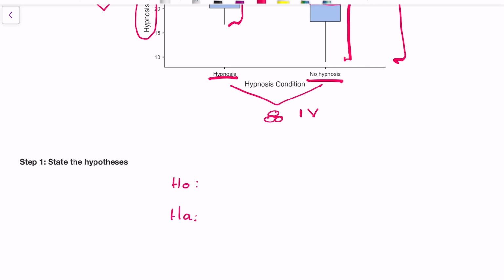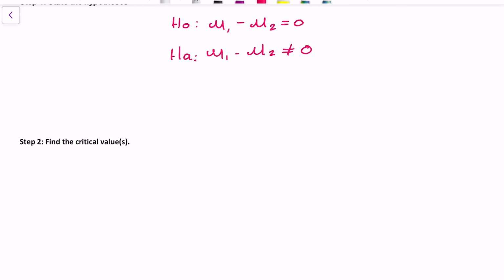Because we have two samples, it's going to be mu1 minus mu2 equals 0. And mu1 minus mu2 not equal to 0. Here they didn't really give us a direction, so we're going to go with two tails, so different. We want to see if there's a difference between hypnosis and not hypnosis. But they didn't tell us we expect one of them to recall more than the other one. We're going to find our critical value.